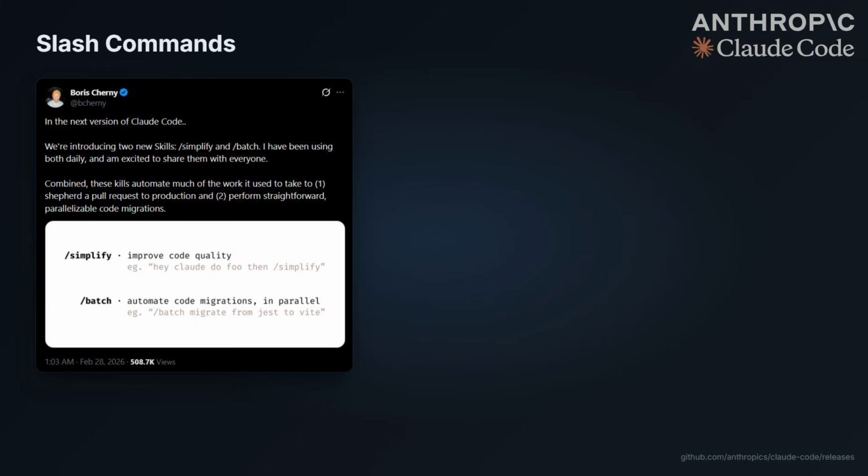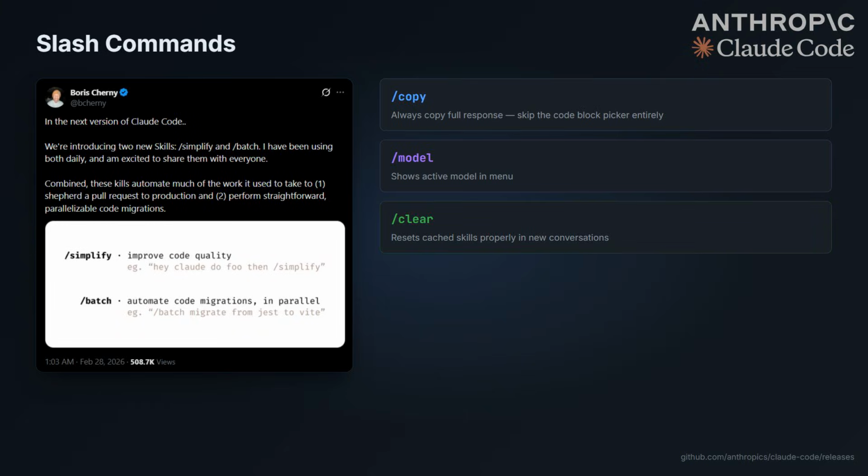Simplify and batch are now bundled. Run them straight from the menu. The copy command gets an always copy full response option. Skip the code block picker entirely. The model command now shows which model is currently active. And clear properly resets cached skills in new conversations.